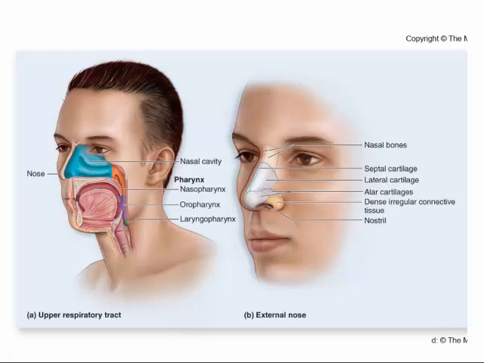Here we see the structures of the upper respiratory tract, including the nasal cavity and regions of the pharynx. The pharynx is subdivided into the nasopharynx, the oropharynx, and the laryngopharynx. Only the nasopharynx is dedicated to the respiratory system. Recall that it contains the adenoids or pharyngeal tonsil and drains the auditory or eustachian tubes from the middle ear. As you've already learned, the oropharynx and laryngopharynx are common pathways for both air and food or liquid.